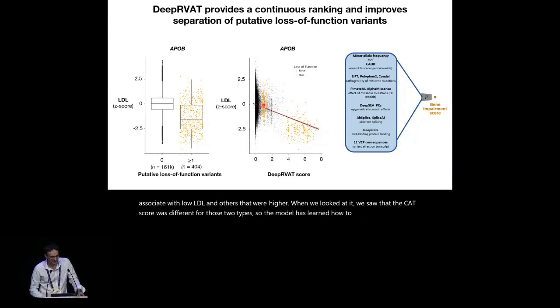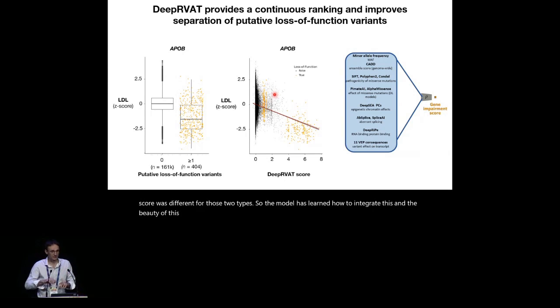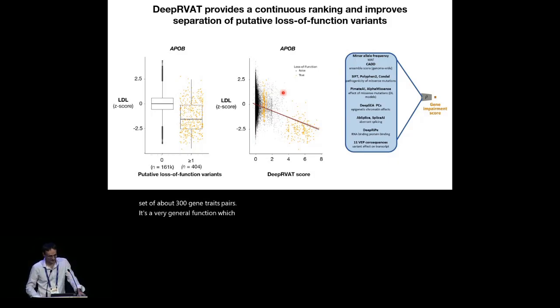And the beauty of this is that the model has learned this not only looking at this gene and this trait, but a set of about 300 gene trait pairs. So it's a very general function, which we can then apply to other tools. It's not just overfitting on this. And so here to other situations.